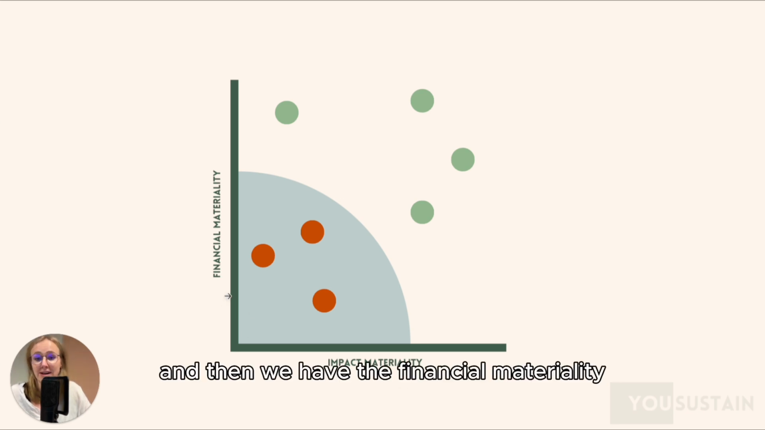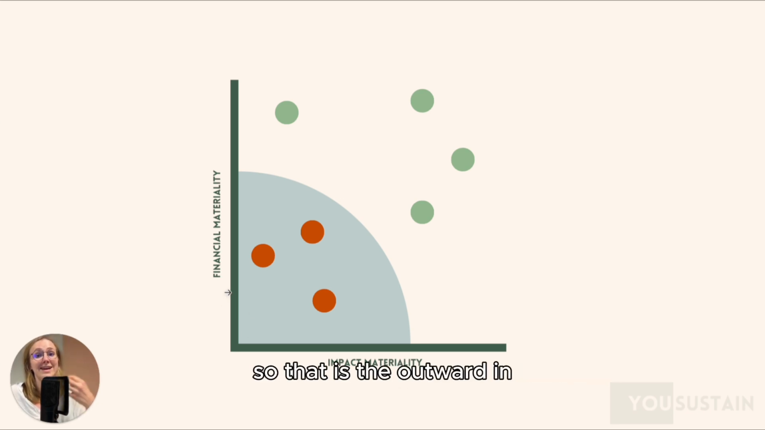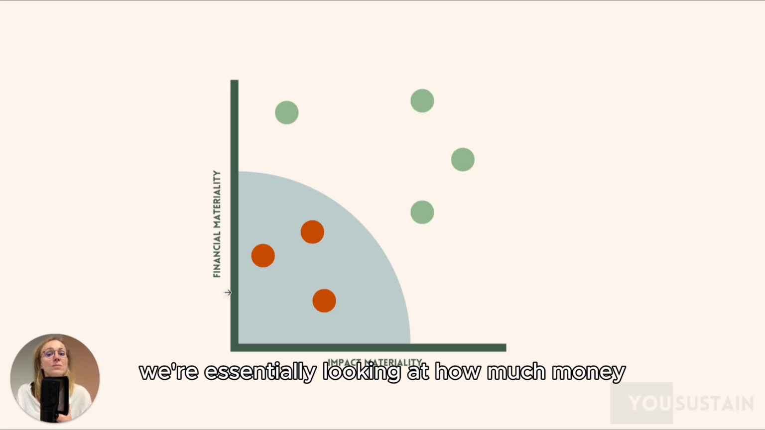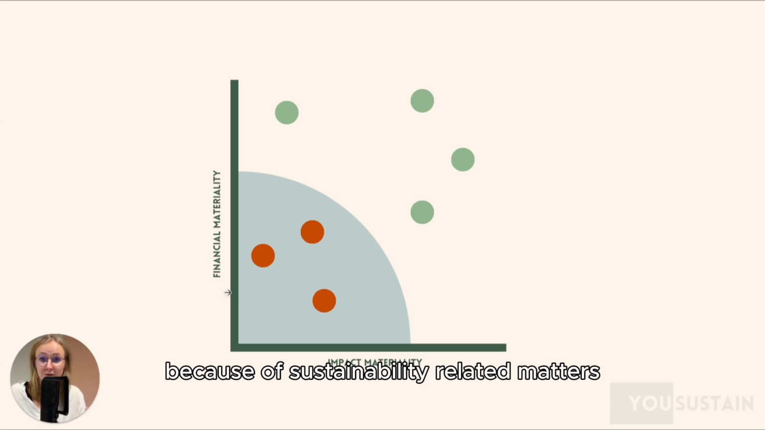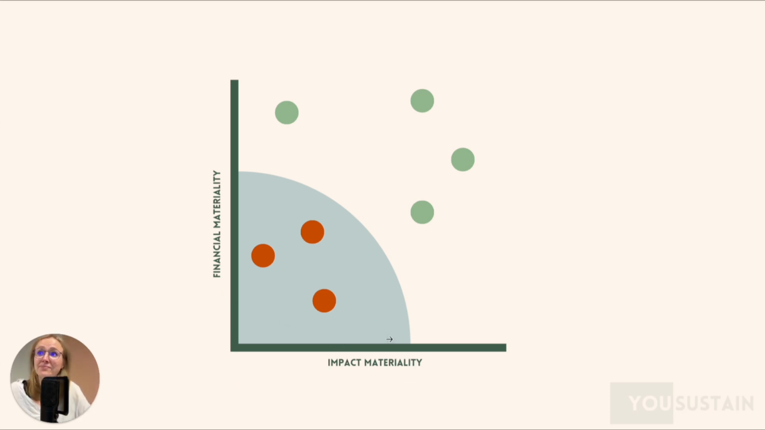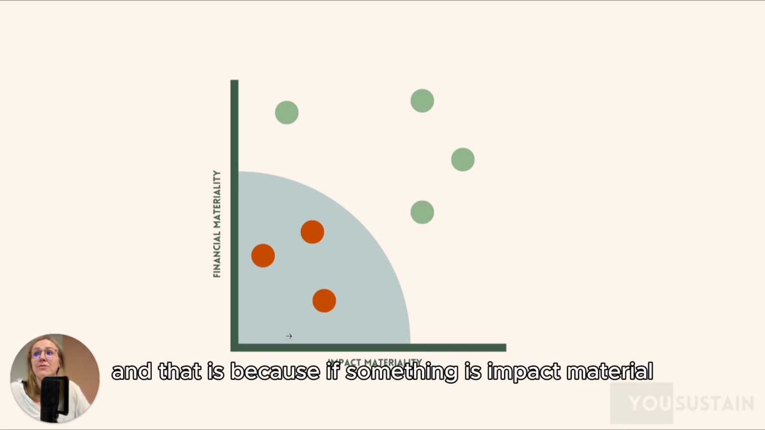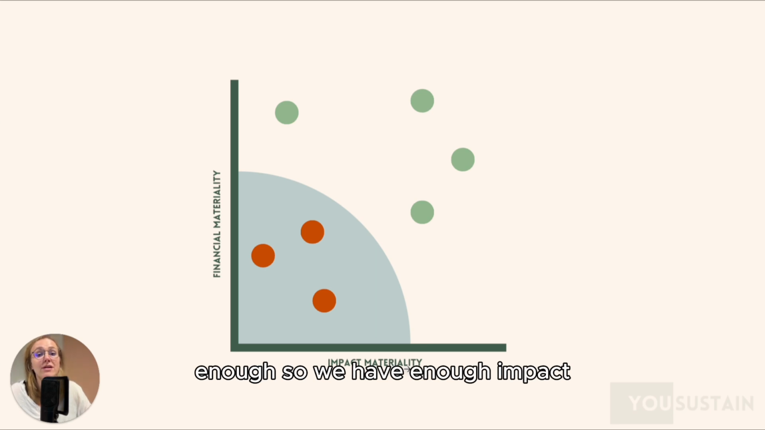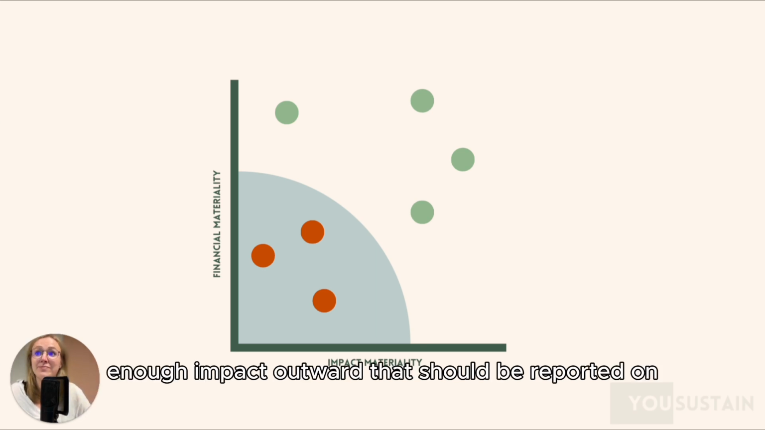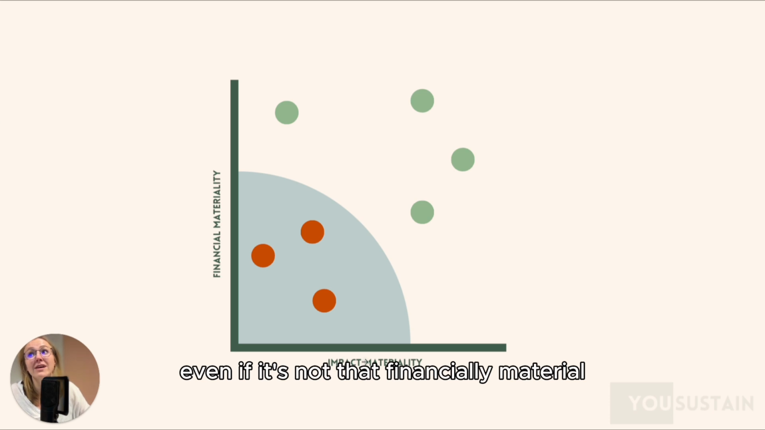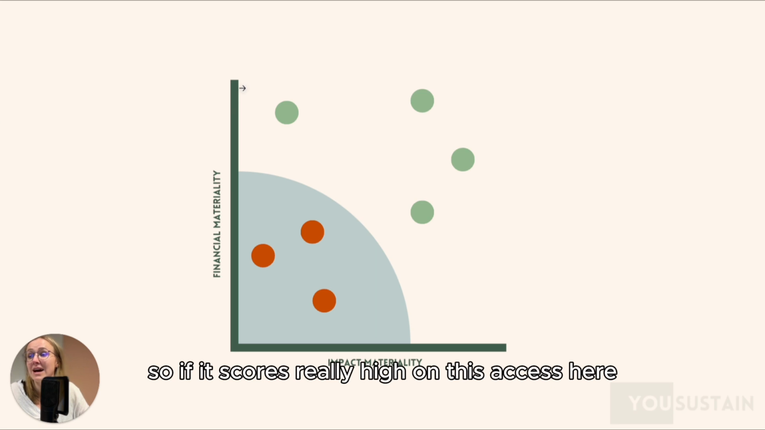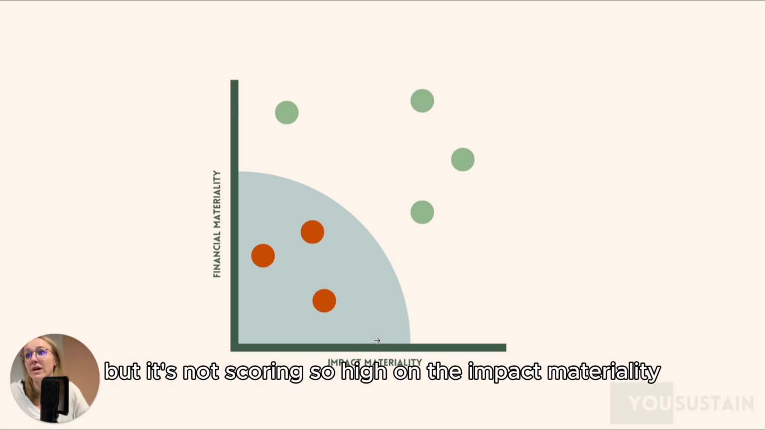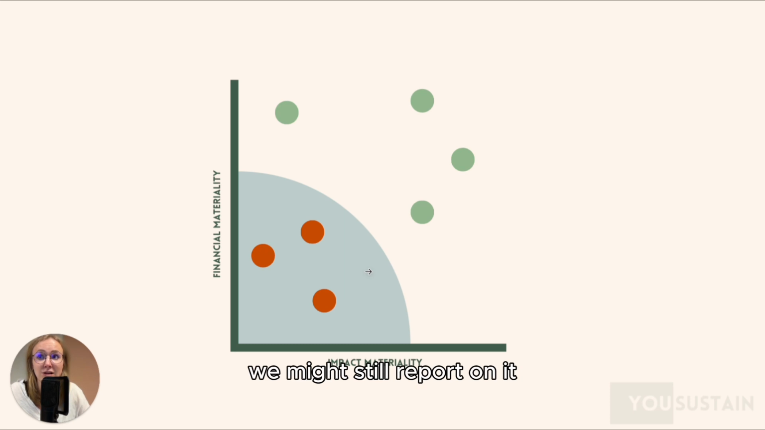And then we have the financial materiality. That is the outside-in, because here we're looking at how much money we stand to gain or lose because of sustainability-related matters. As you can see, the line here is curved. That is because if something is impact material enough, so we have enough impact outward, it should be reported on, even if it's not that financially material. And the same with financial. If it scores really high on this axis, but not so high on impact materiality, we might still report on it.